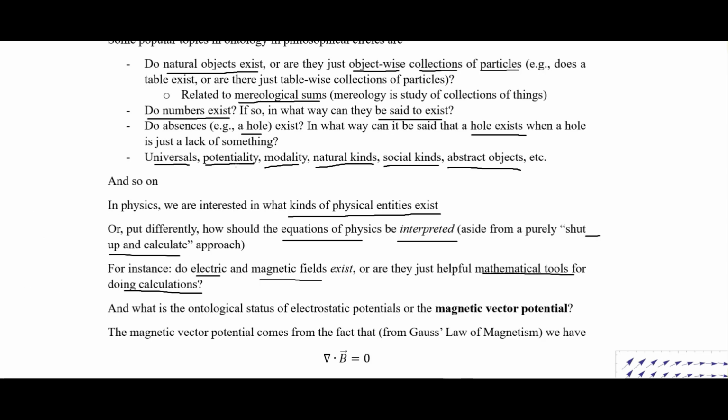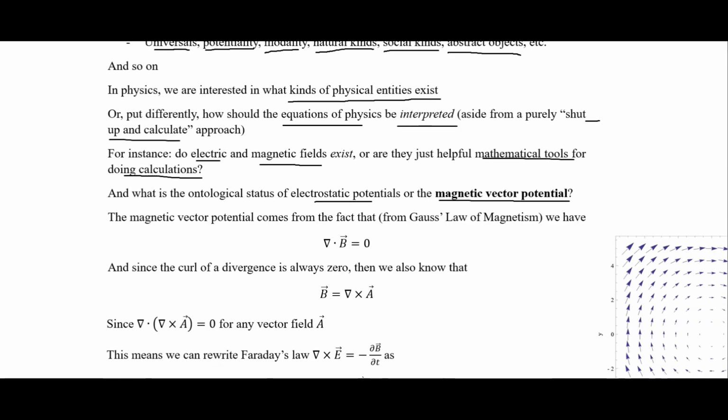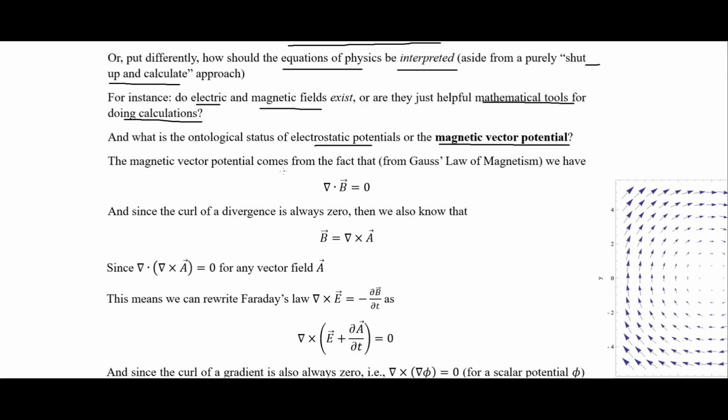We also want to think about the ontological status of something like an electrostatic potential or a magnetic vector potential, which is one of the things we're going to be talking about here. I'll get into that after I describe what it is. The magnetic vector potential comes from Gauss's law of magnetism, where the divergence of the magnetic field is equal to zero.